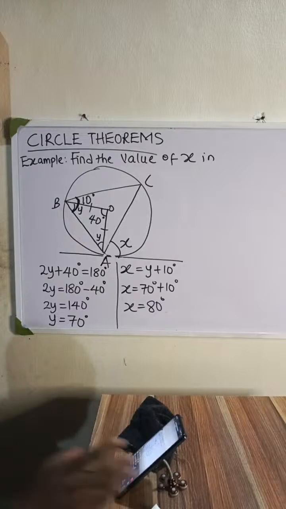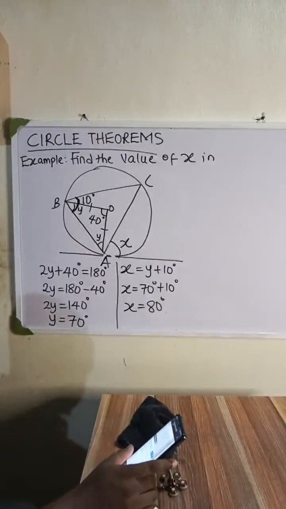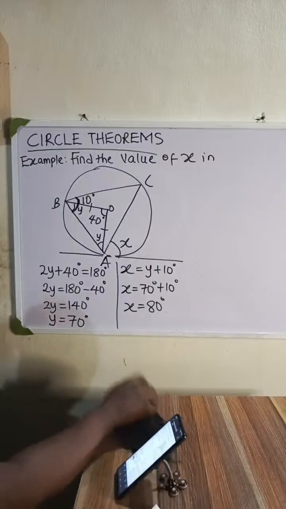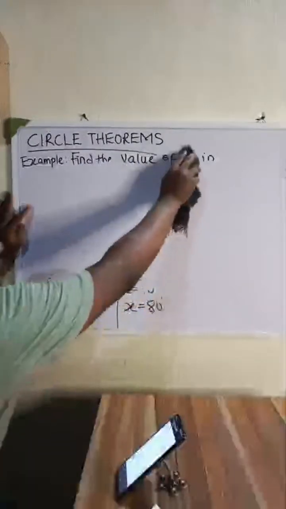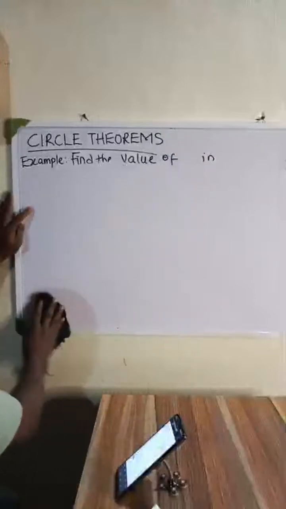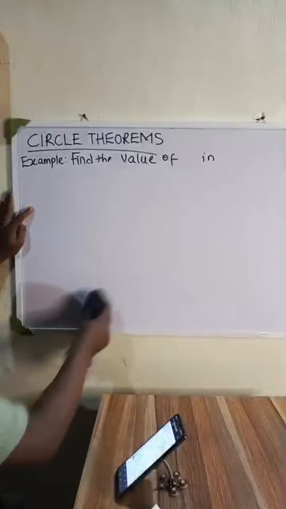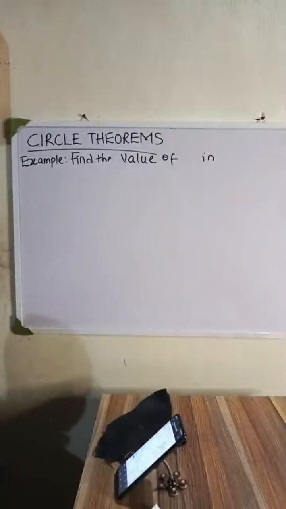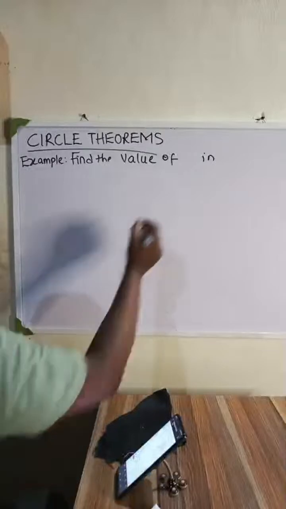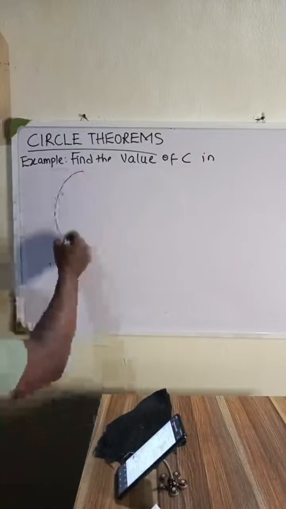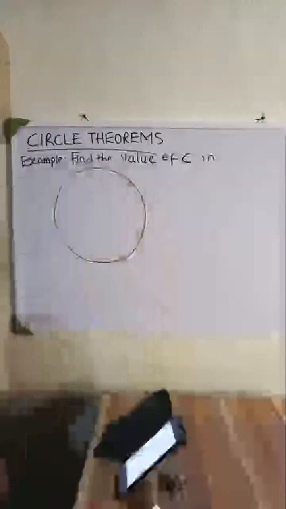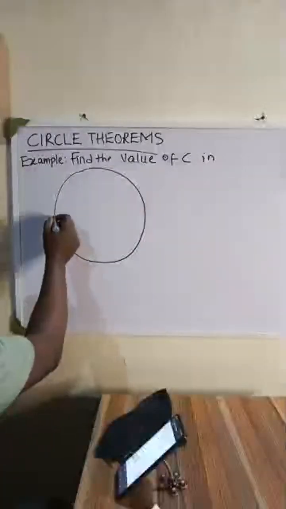Okay, so now let's look at another example. Let's not find x again. We've been looking for x. Let's look for another alphabet. Let's look for C. I'm going to leave the question on the board for 2 minutes to see if anybody can get the answer before I solve.